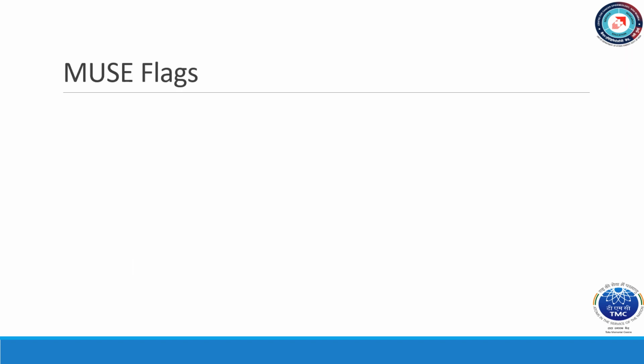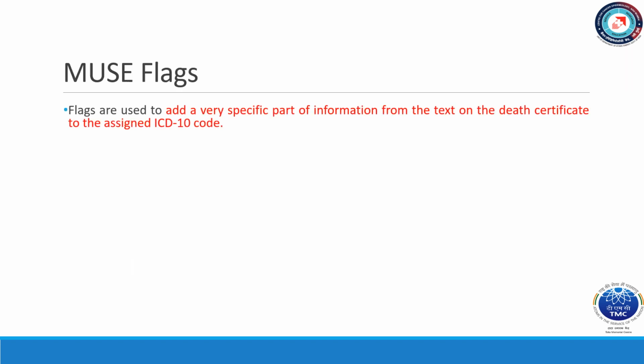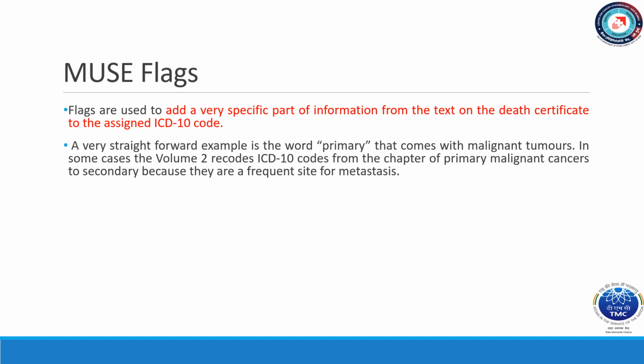Coming to the next topic, Muse flags. They are used to add a very specific part of information from the text on the death certificate to the assigned ICD-10 code. A very straightforward example is the word primary that comes with the malignant tumors. In some cases, the volume 2 recodes ICD-10 codes from the chapter of primary malignant cancers to secondary because they are a frequent site for metastasis.